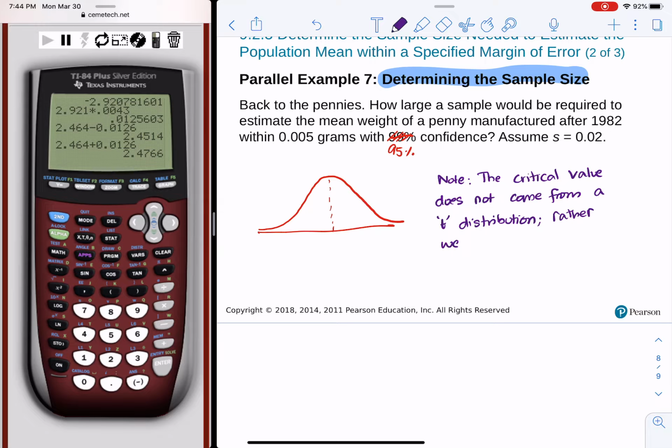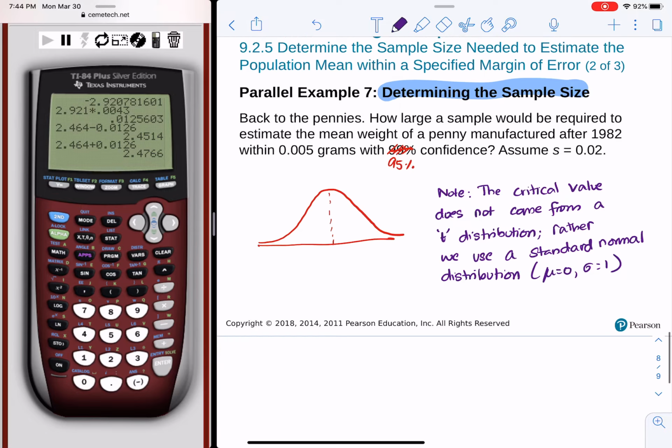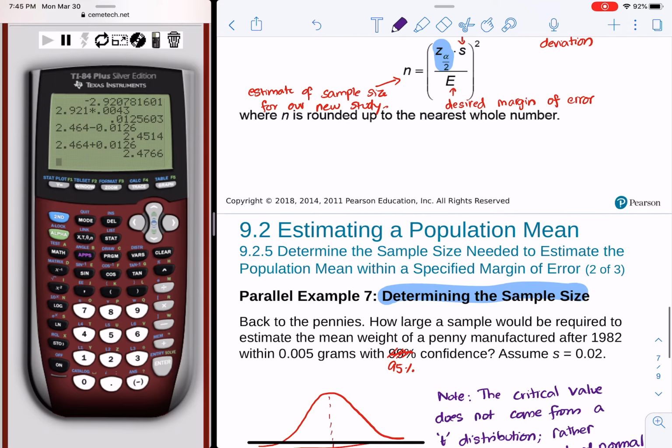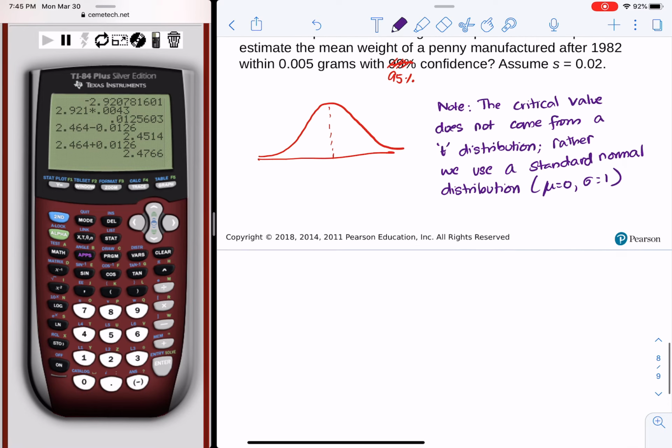we use a standard normal distribution. That is, it has a mean of 0 and a standard deviation of 1, and in the formula z sub alpha over 2 would be that critical value that comes from a normal distribution, standard normal to be precise.